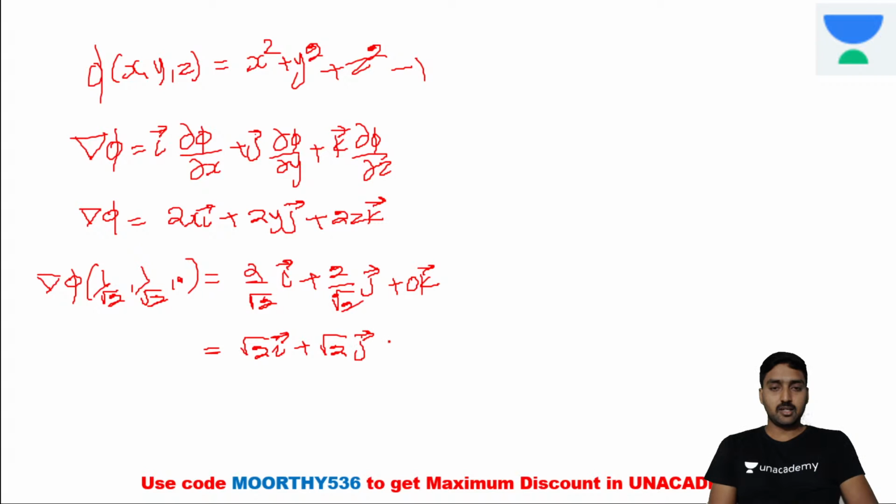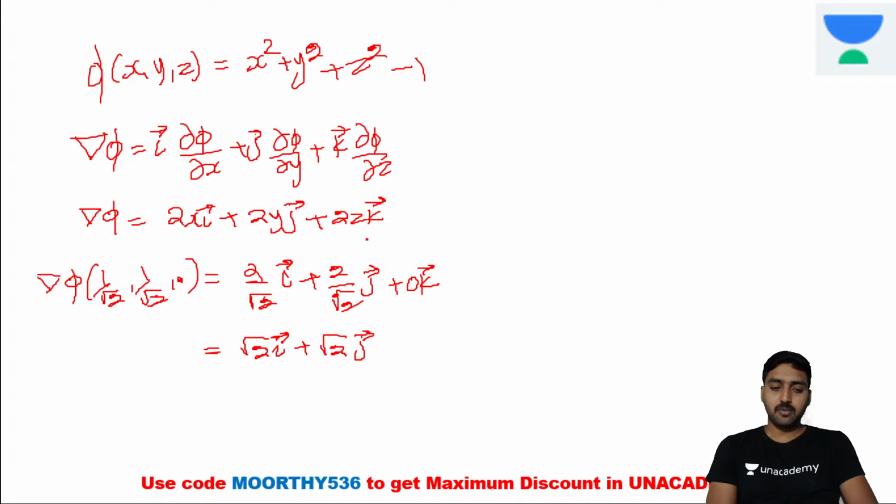Is it clear now? Yes or no? Del phi, its magnitude. Yes, Ranjan, del phi is the magnitude, right?